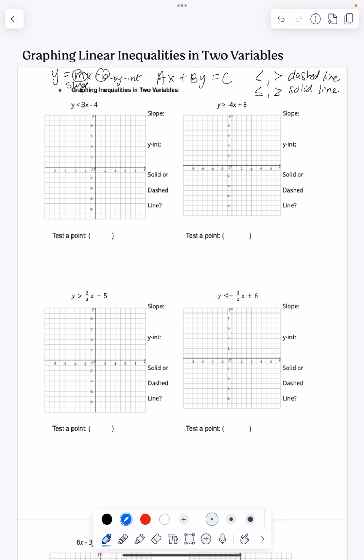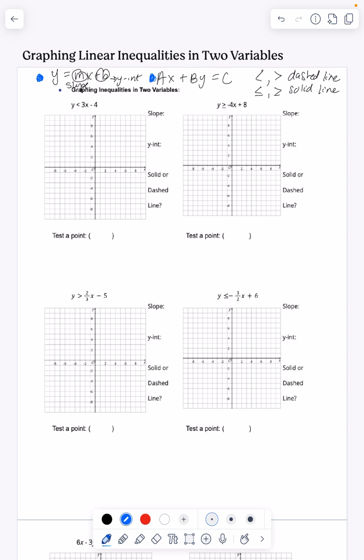All right, class. So today we're going to talk about how we could graph linear inequalities in two variables. It is very similar to how we graphed linear equations. In this case, we're either going to have the inequality given to us in slope intercept form or in standard form, right? And based on whatever it is, we're going to use certain aspects of the equation to help us graph it.